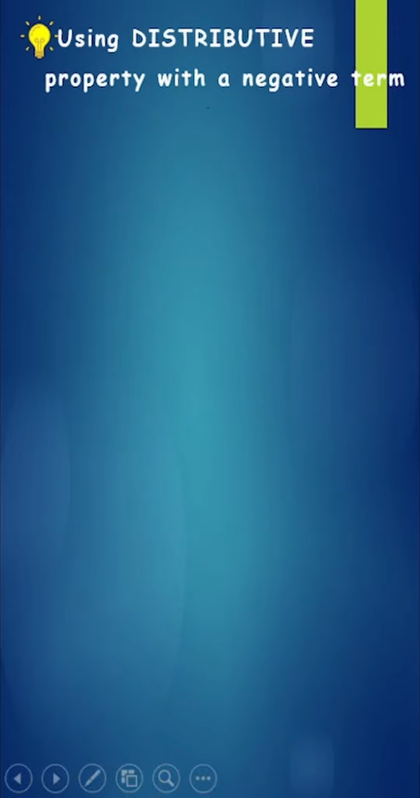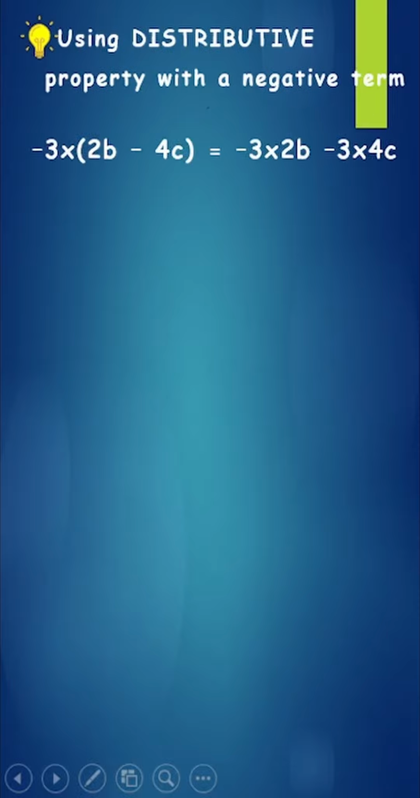Now, we move forward to understand the distributive property with a negative term. Here, many times mistakes are done, and let us see where. So if minus 3 is to be multiplied with 2b minus 4c, some students write it as minus 3 times 2b minus 3 times 4c. This is incorrect, students.